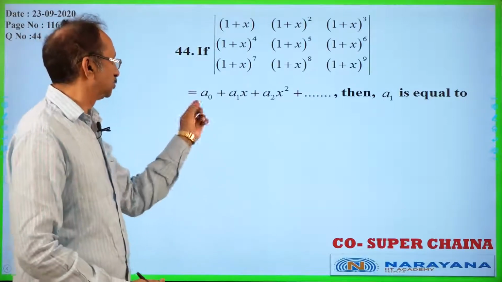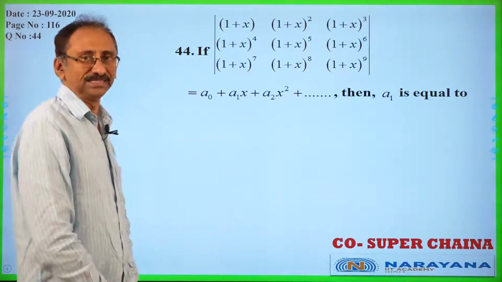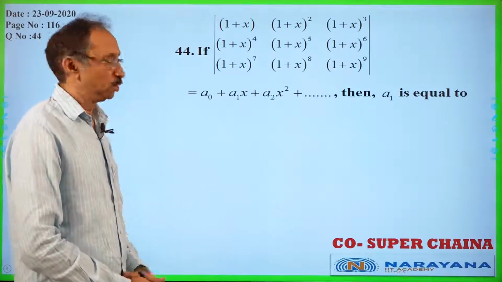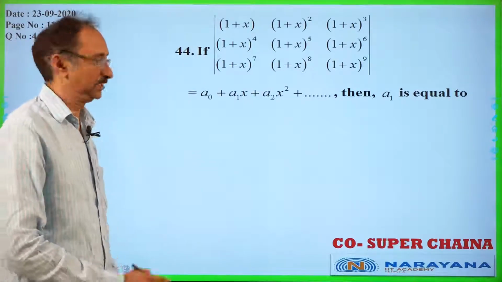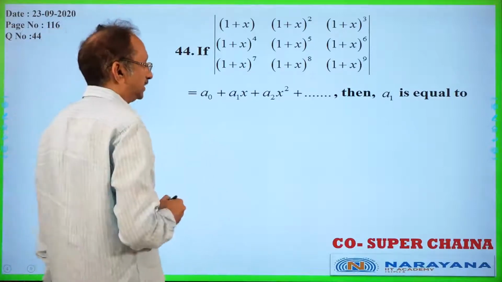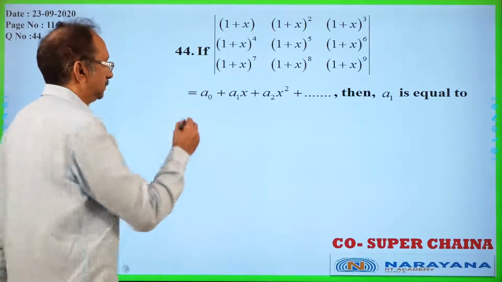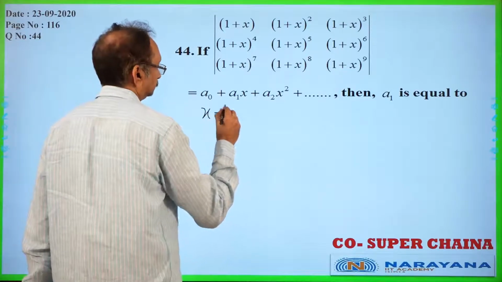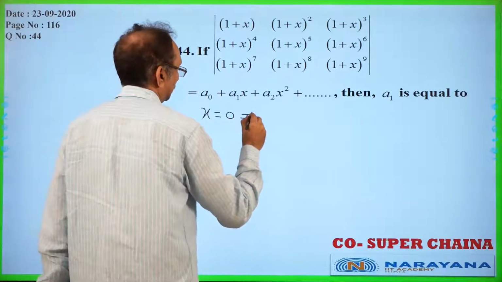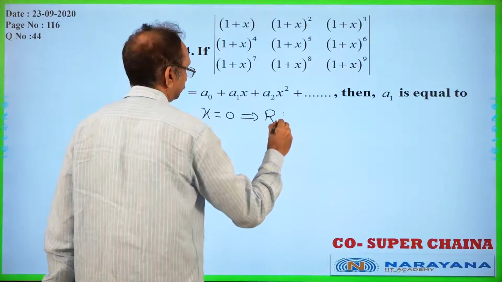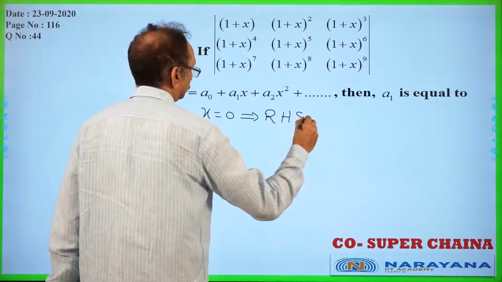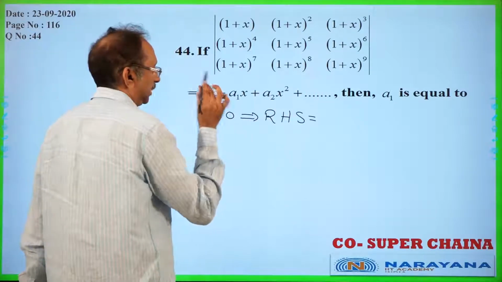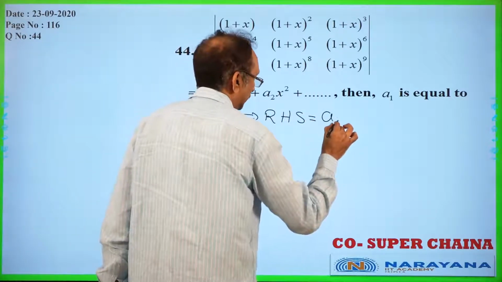Suppose I want to find a naught, then it is easy because I can substitute x is equal to 0 to get the value of a naught. Put x is equal to 0. So what is the right hand side? The answer is simply 0 plus 0 so on. A naught plus 0, that is a naught.